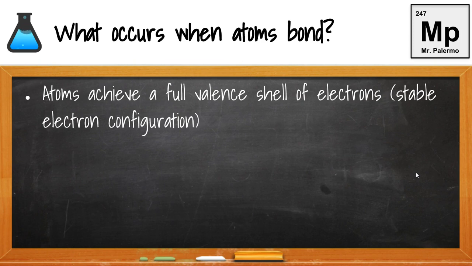So what occurs when an atom forms a bond? Atoms achieve a full valence shell of electrons, that stable electron configuration, when they form a bond, either by sharing electrons or by transferring electrons.